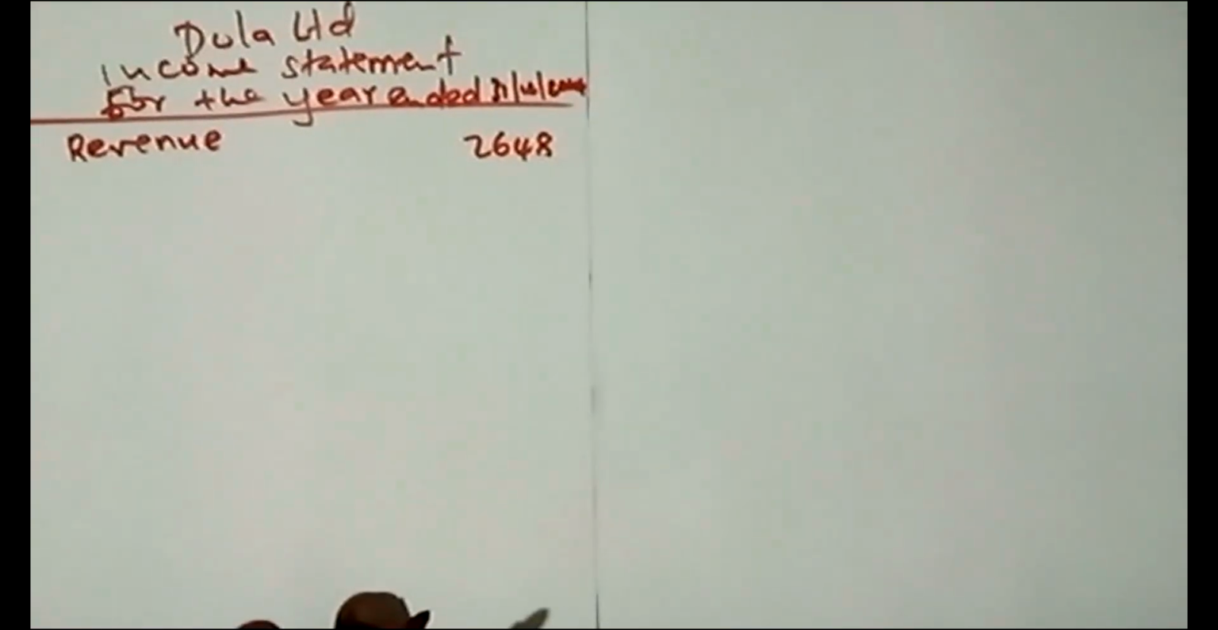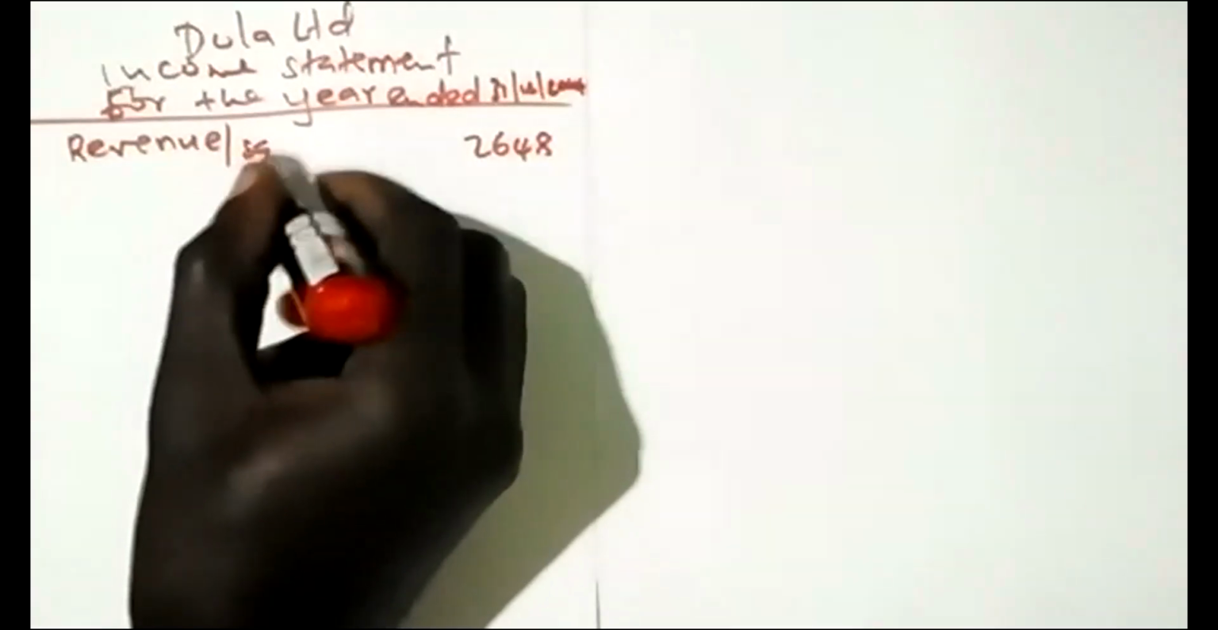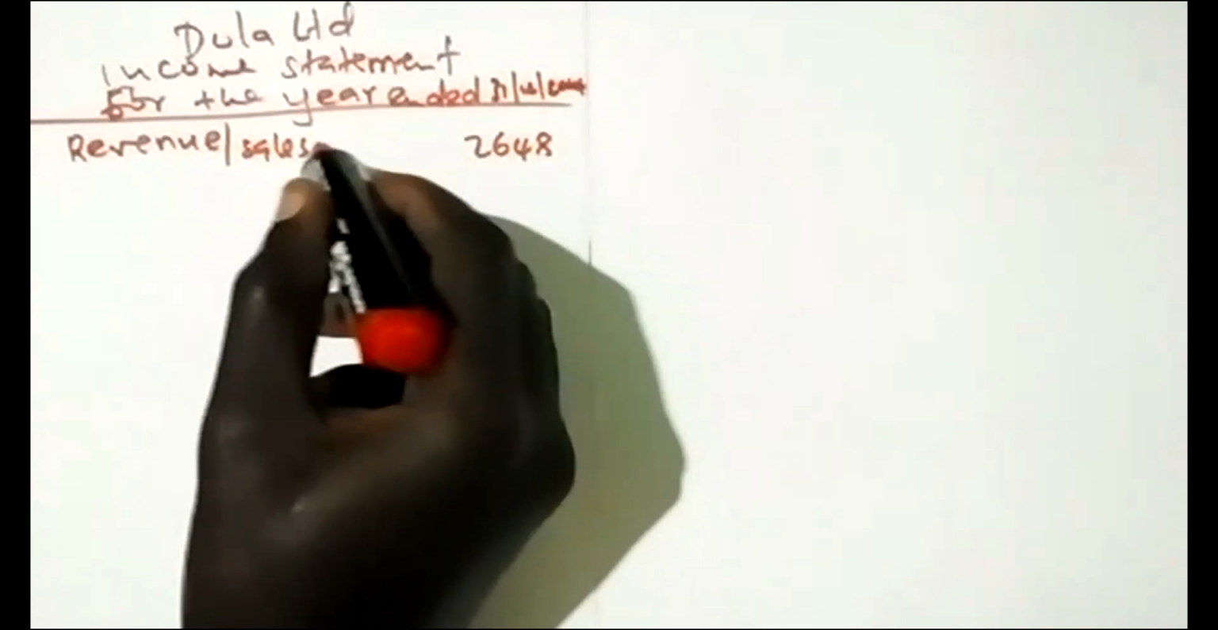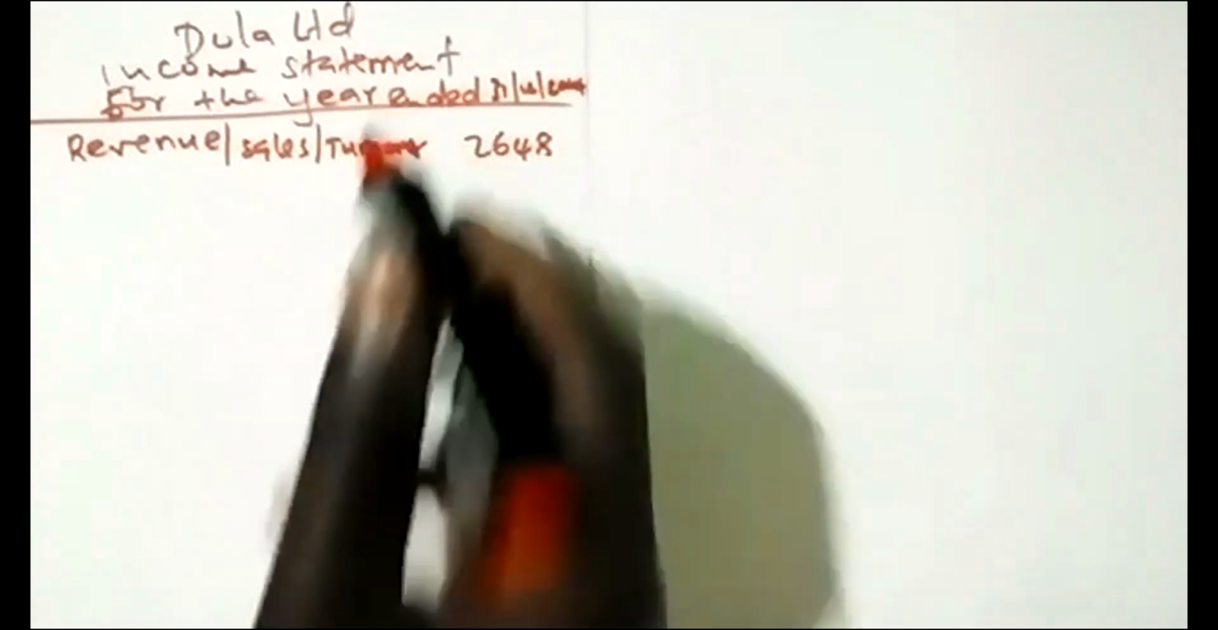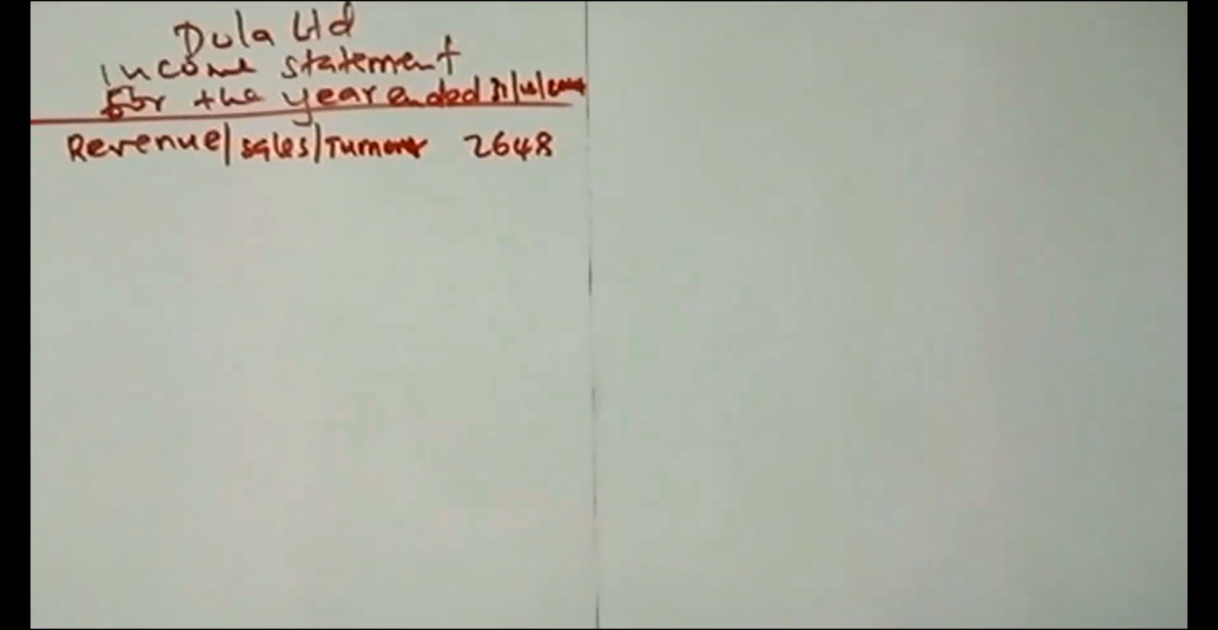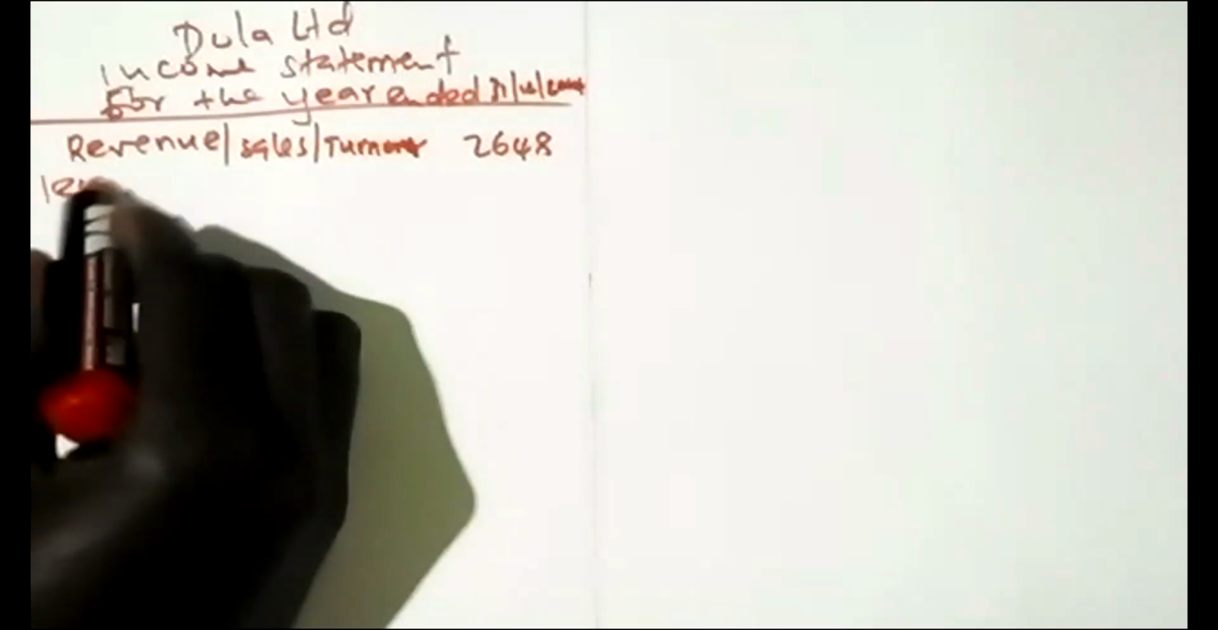Sometimes they call it sales. Sometimes they can call it turnover. So never go to the exam looking for revenue. It's not there. You say that it's not there. They call it sales. It's turnover. So less cost of sales.